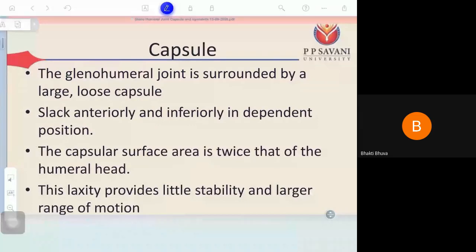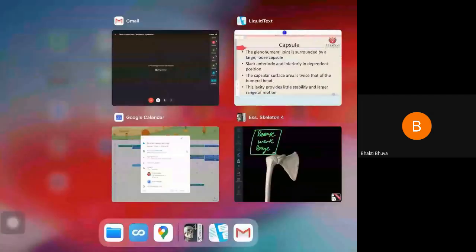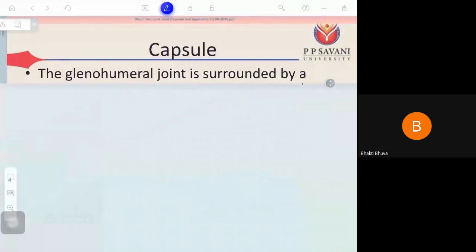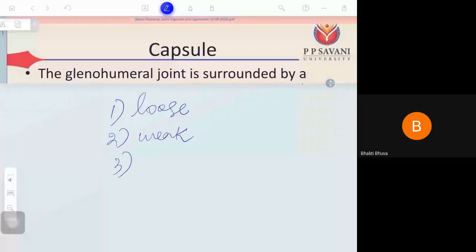So you should see the three points. Because the glenohumeral joint is designed for mobility, greater mobility and less stability. So I have told three properties. It is loose, and it is weak, and it is large. Clear? So this is the reason why the glenohumeral joint mobility is greater.